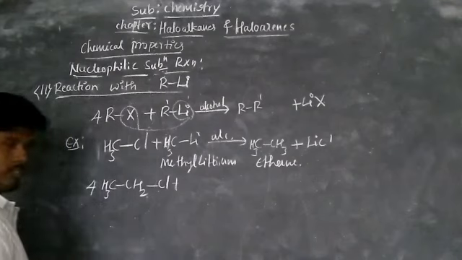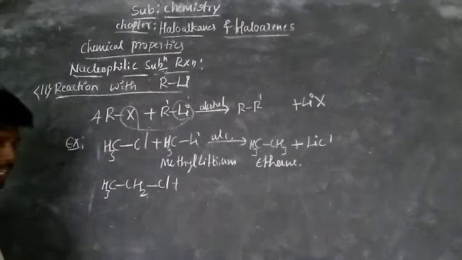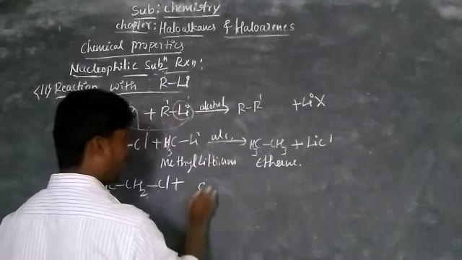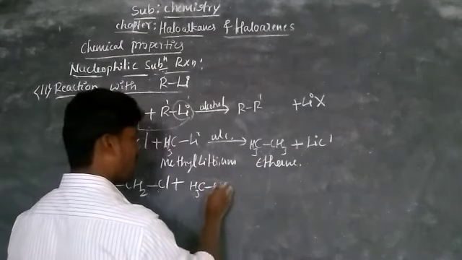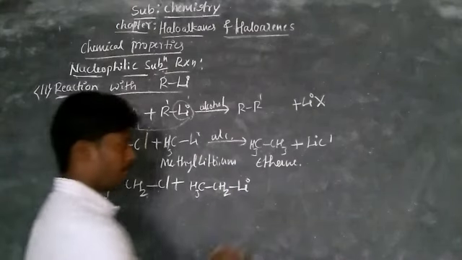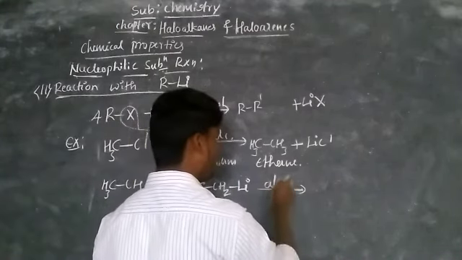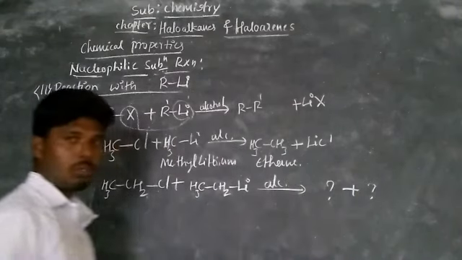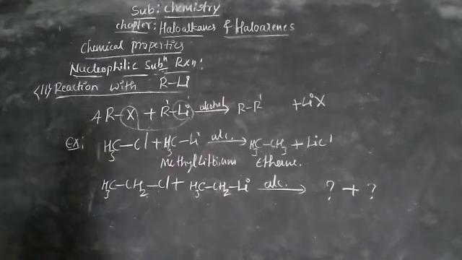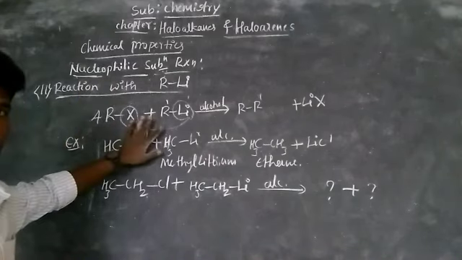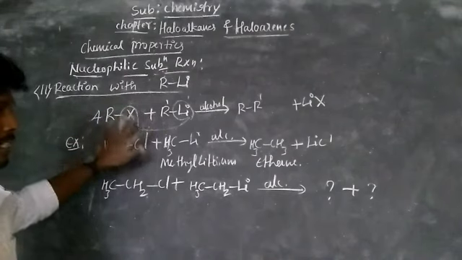Complete this one. Take as homework CH3 CH2 Cl, which is treated with CH3 bond CH2 bond Li, that is ethyl lithium. So what you get here? Write the products. So here the chemical properties, the nucleophilic substitution reactions of haloalkanes, are complete.